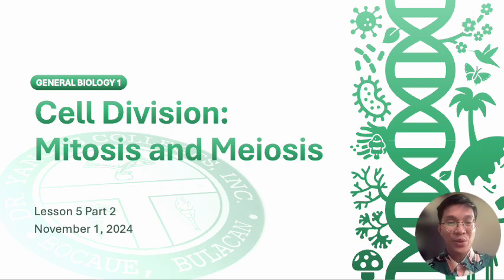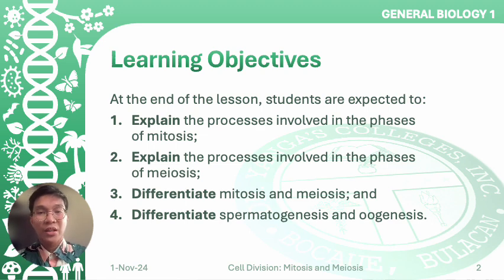Okay? So, for this lesson, we want you to first explain the processes involved in the phases of mitosis. And then second, to explain the processes involved in meiosis. At the same time, we want you to differentiate mitosis and meiosis, and then differentiate the different types of meiosis in human beings, which is the formation of your sperm and your egg. Okay? But for the first part, we will need to go with number 1. We will talk about mitosis here.